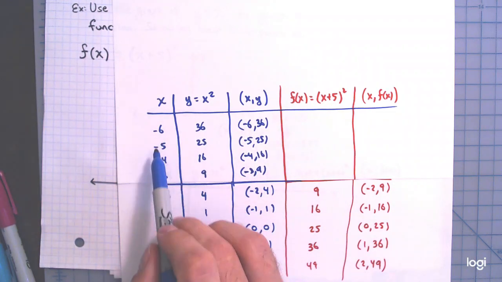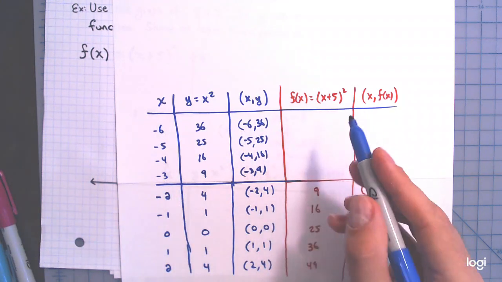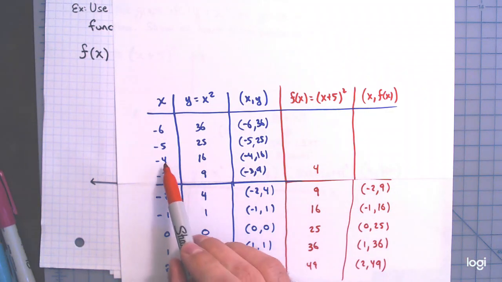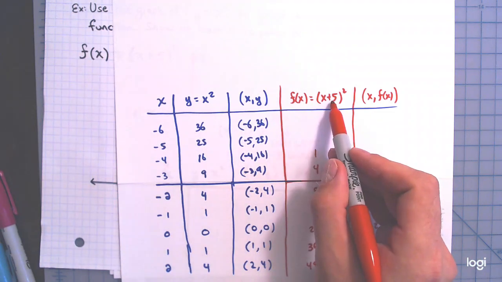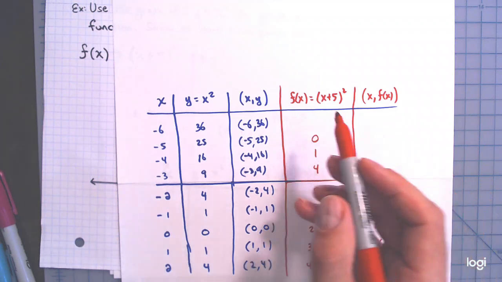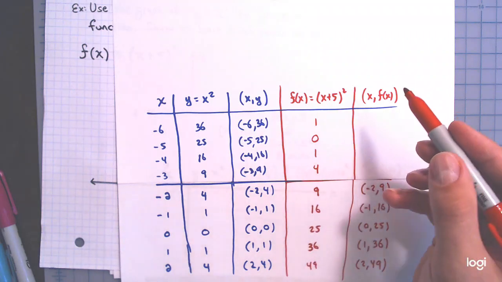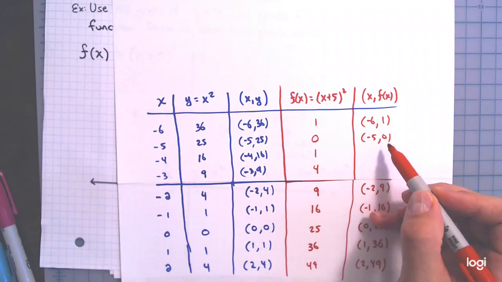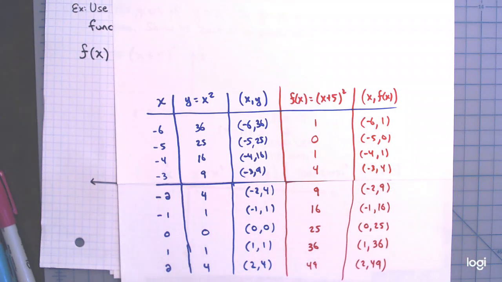Alright, now plugging these values into the x plus 5 squared. Negative 3 plus 5 is 2. When squared gives me 4. And then negative 4 plus 5 is 1, which squared is 1. Negative 5 plus 5 is 0. Squared is 0. Negative 6 plus 5 is negative 1, which when you square it is 1. And so on. So I'd have the point, negative 6, 1, negative 5, 0, negative 4, 1, and negative 3, 4. Alright. Now let me show you a little block here.